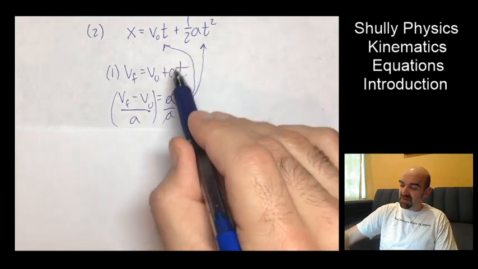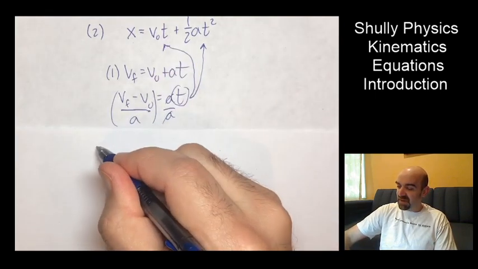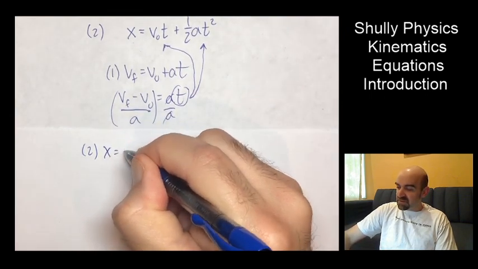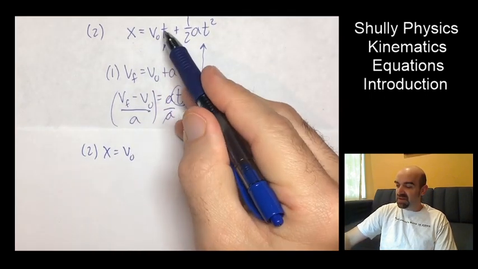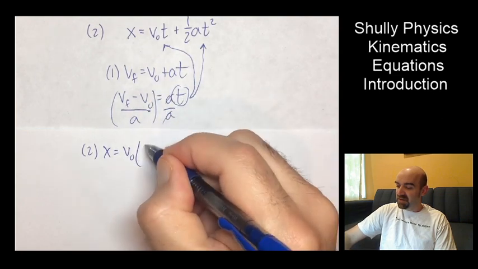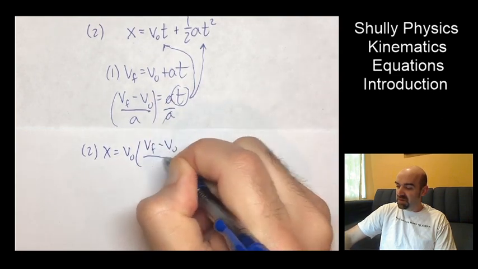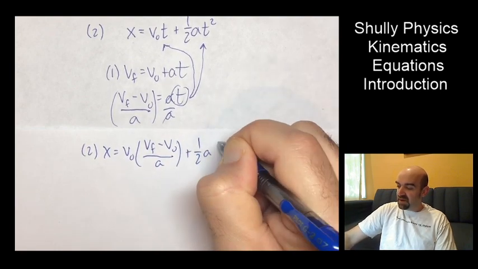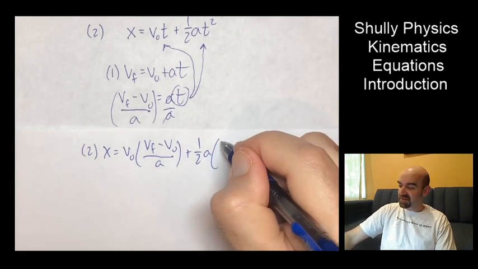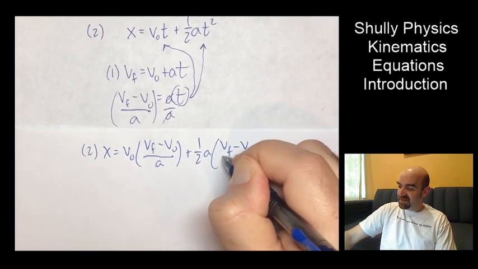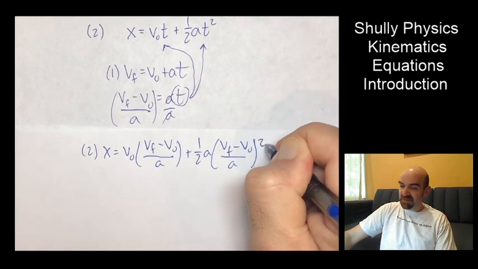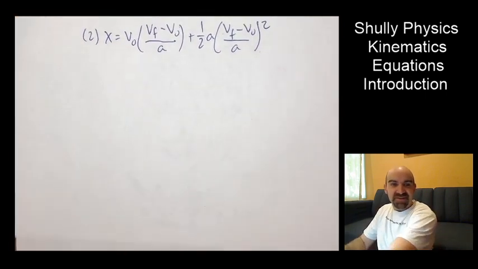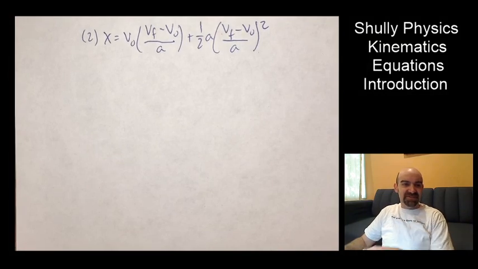So I'm going to plug this t value in each of these spots. So now I'm going to start with equation 2, x equals Vo. Instead of t, I'm going to write this monster in there. Vf minus Vo over A plus half A t squared. And this is where it gets even uglier. Squared. Oh my goodness. Okay. There it is.